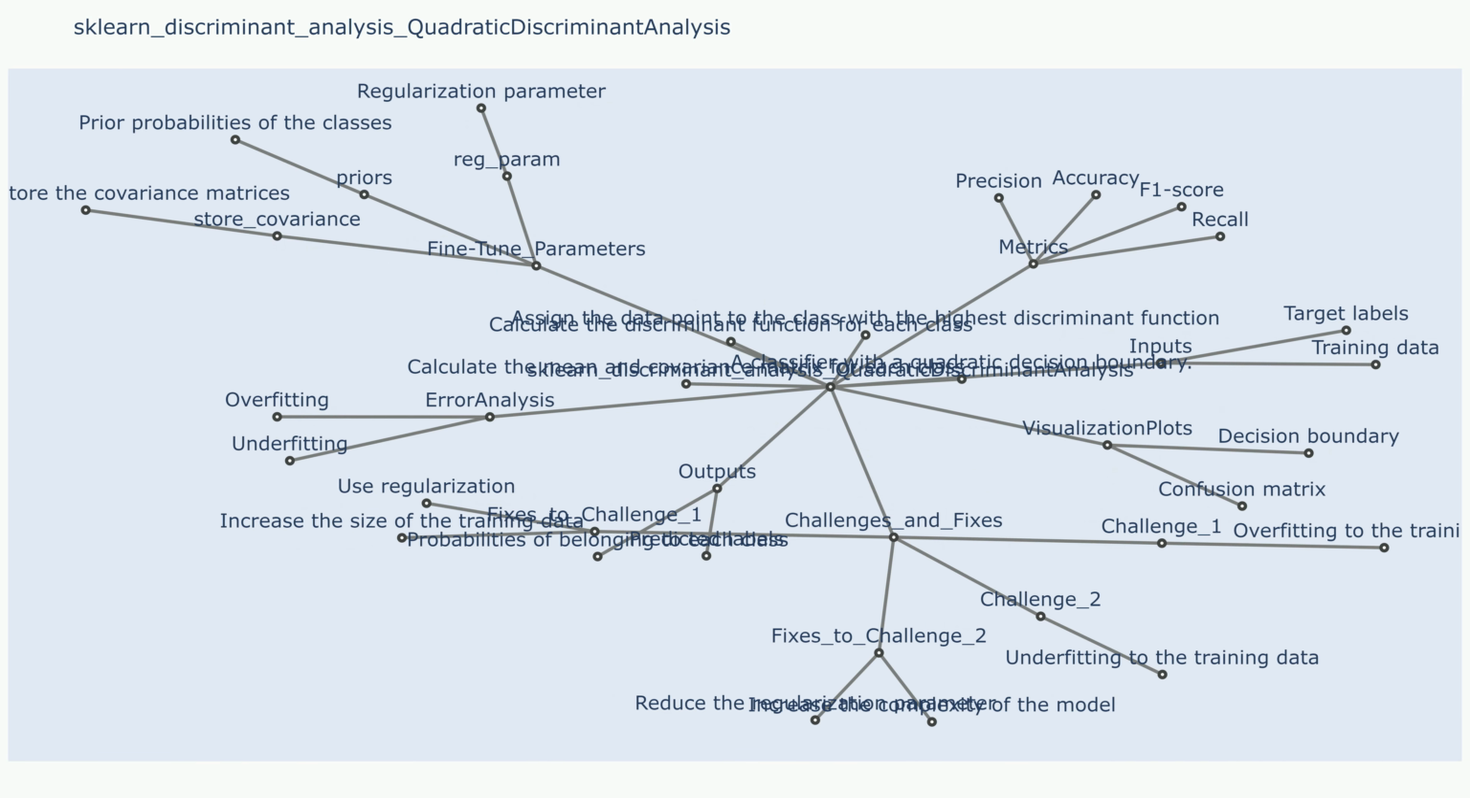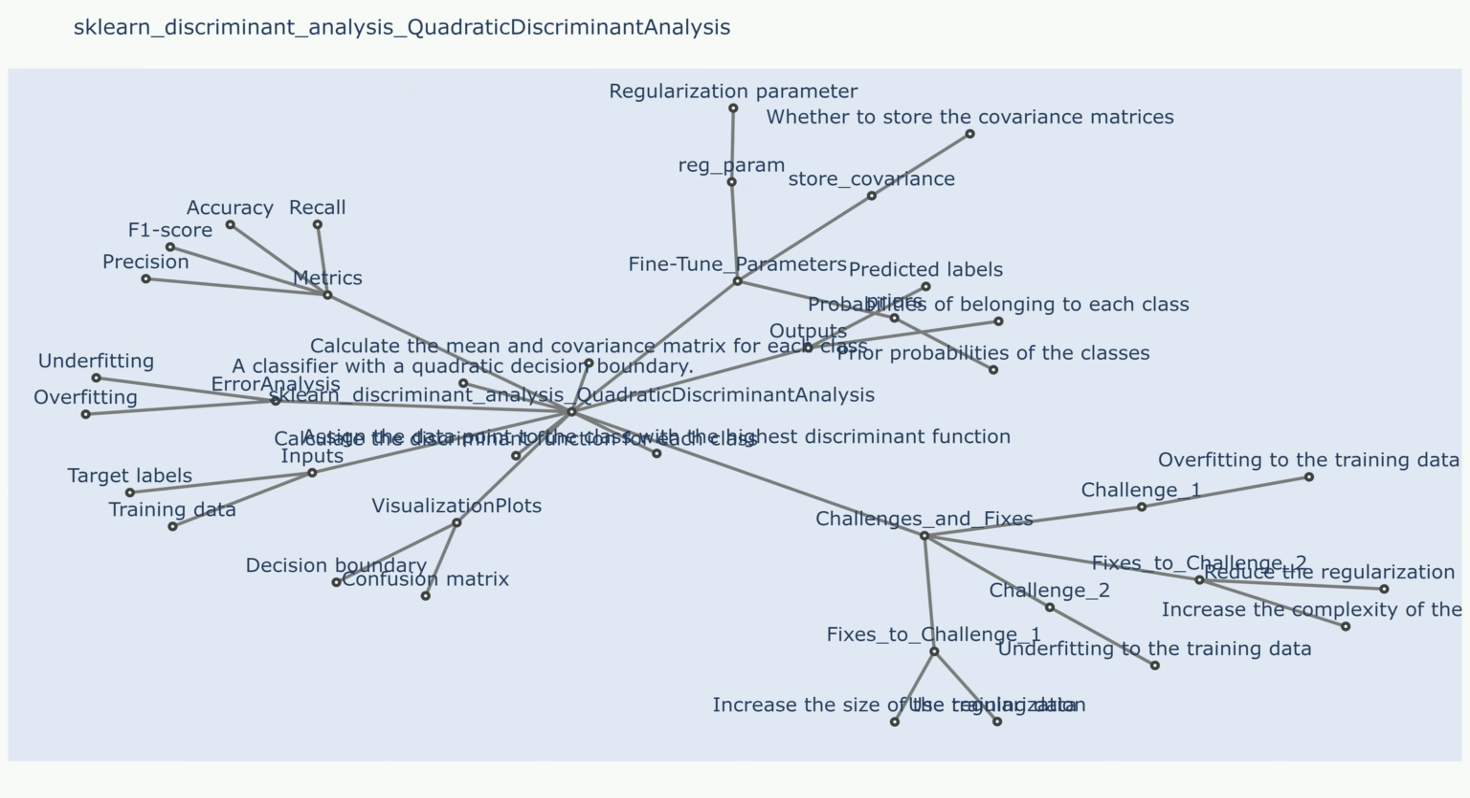Inputs: X, the training input samples, as a 2D array, where each row represents a sample and each column represents a feature. Y, the target values, the class labels for the training samples. This should be a 1D array of integers or strings.